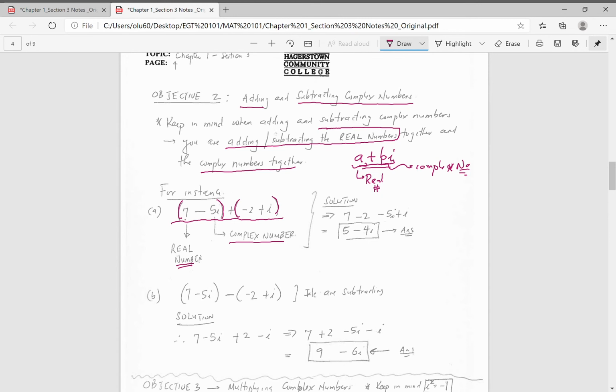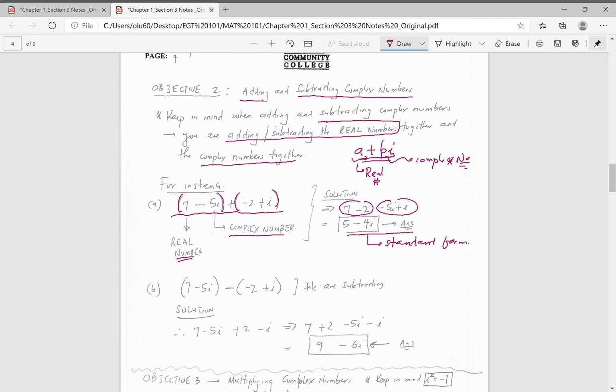So 7 minus 2. We open up the parentheses, then we have negative 5 plus i, which is right here. So our answer is 5 minus 4i. Okay. And this is what you know as the standard form.